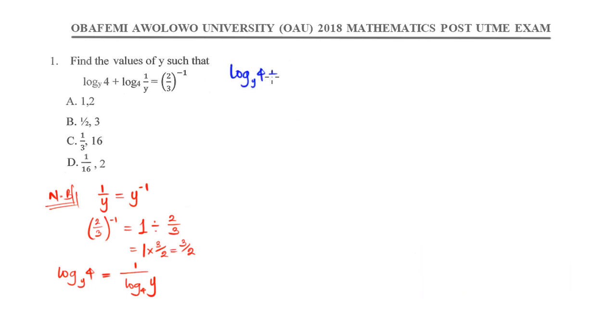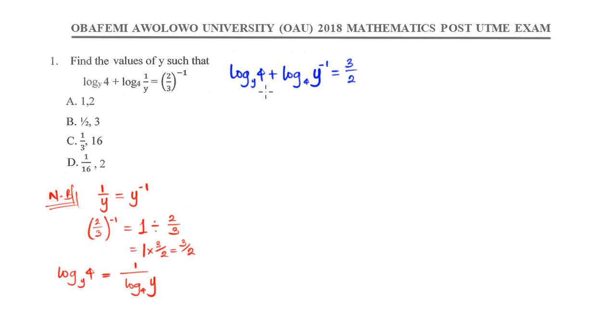If we are to take our equation log to base y of 4 plus log to base 4 of 1 over y. Now 1 over y we know will now be y raised to power minus 1. And we have gotten our 2 over 3 inverse to be 3 over 2. So what else can we do with this?